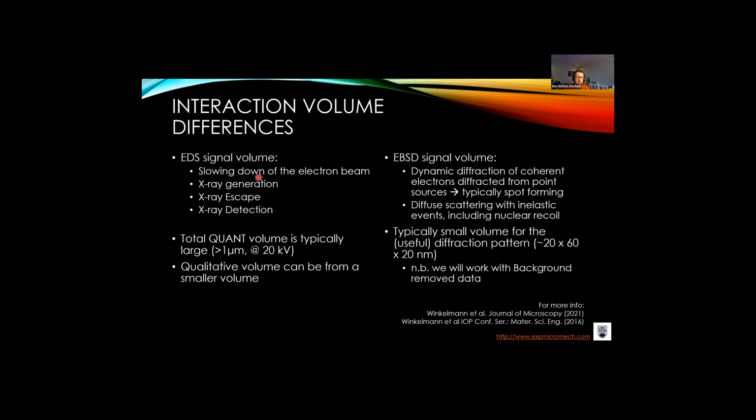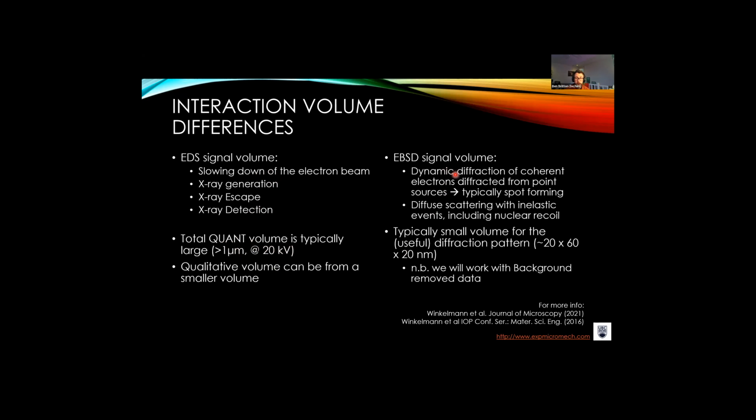So importantly, there's a significant difference in the interaction volume of these two techniques. The EDS signal volume is related to the slowing down of the electron beam associated with the continual scattering, and then we get X-ray generation, escape, and detection to give us the signal that we'd like. So the typical quant volume is large, 1 micrometer or more, depending on what you've done, depending on the material system as well. But the qualitative information, does this have more tungsten or less tungsten in the neighborhood, can be, if we're very careful, from a smaller volume.